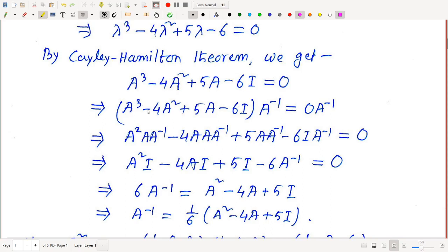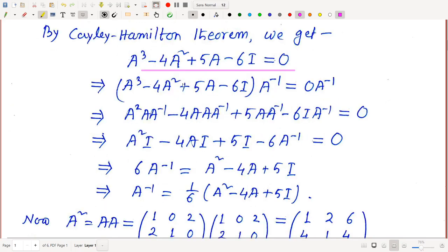Now multiply both sides by A inverse. We want to find A inverse. So in the last class this result we verified, the verification of Cayley-Hamilton theorem. This line we have today directly written, because by Cayley-Hamilton theorem this will be true surely. So this is the application of the theorem. Now we have multiplied both sides by A inverse.